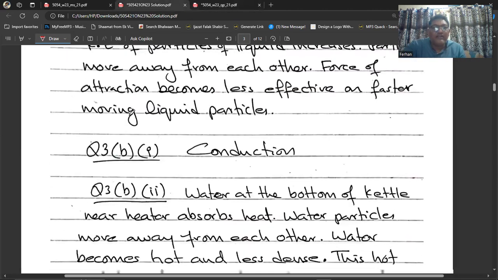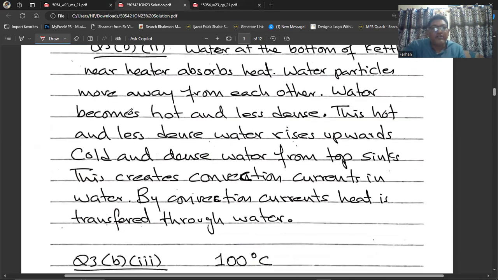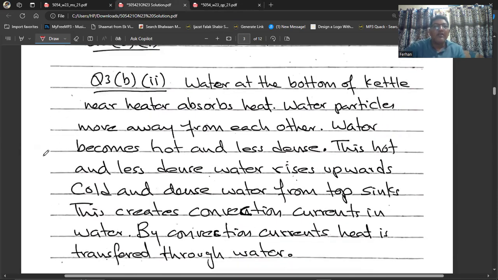And let me show you my written answer: conduction. And question number 3b, second part. Water at the bottom of kettle near the heater absorbs heat. Water particles move away from each other. Water becomes hot and less dense. This hot and less dense water rises upwards. Cold and dense water from top sinks. This creates convection currents in water. By convection currents, heat is transferred throughout water.